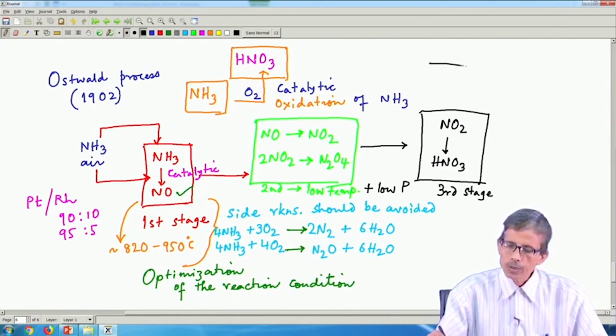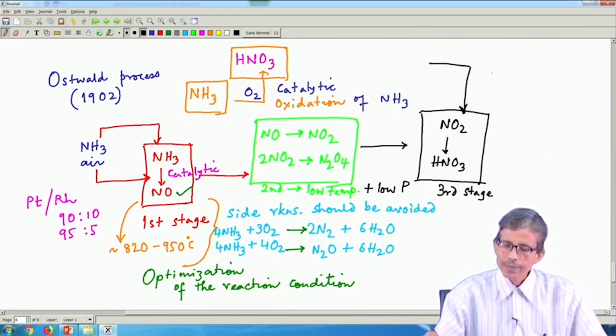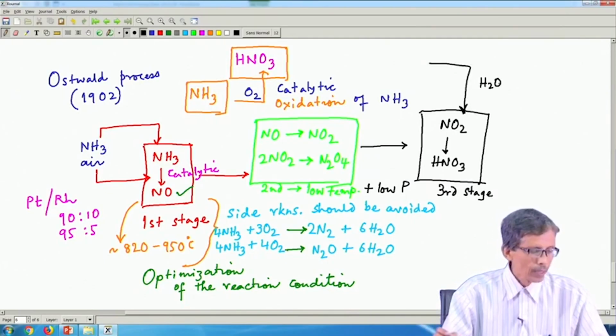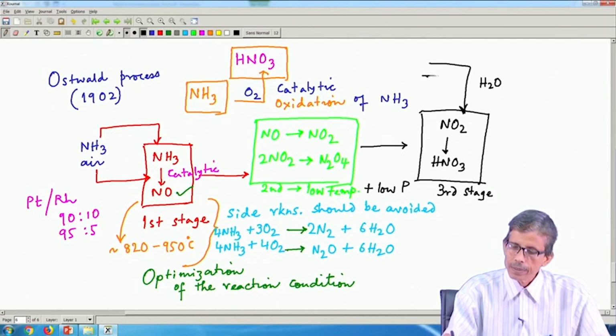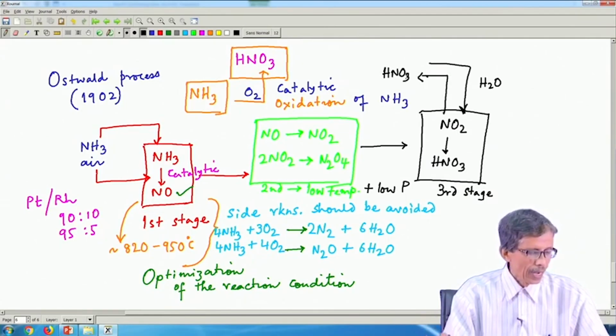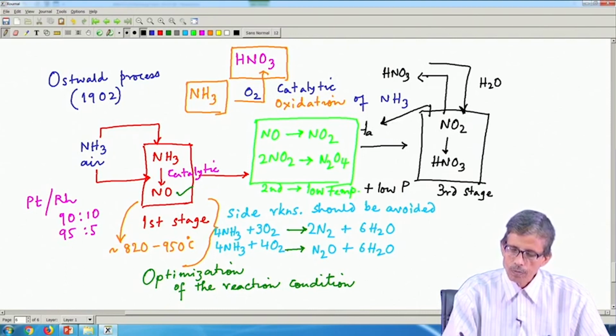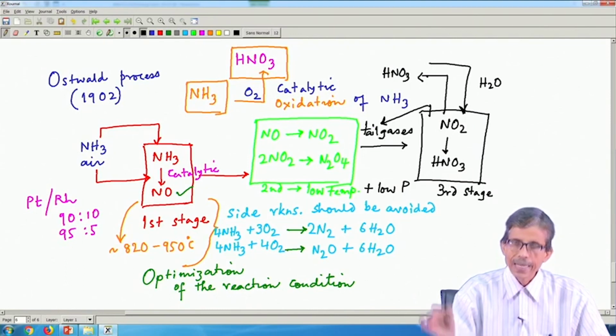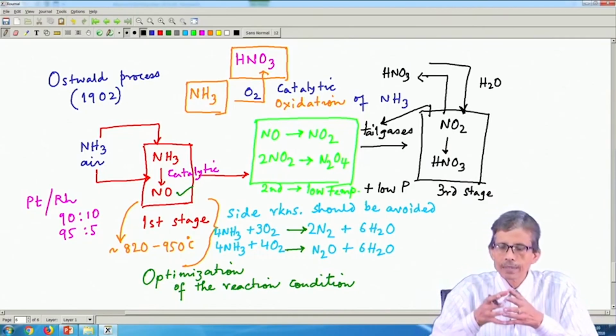This is the third stage of reaction, where we introduce water into this reaction chamber, the reactor, and at one point we get nitric acid, and also sometimes we find that we get some gases, which are known as tail gases. So, what are those tail gases?